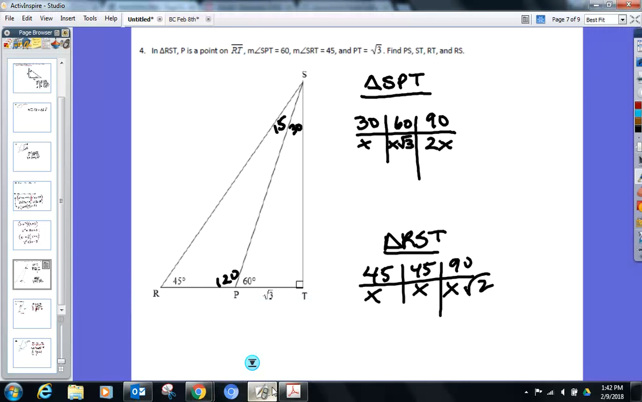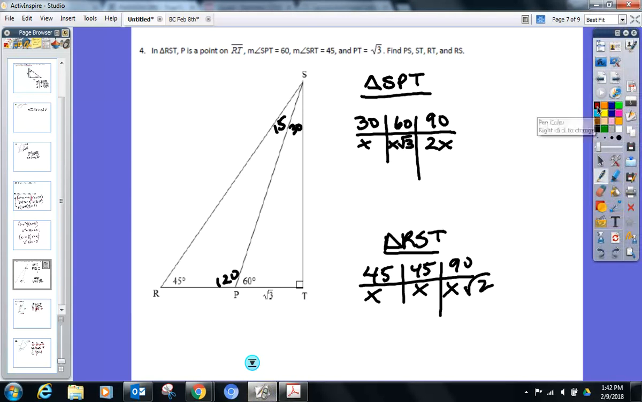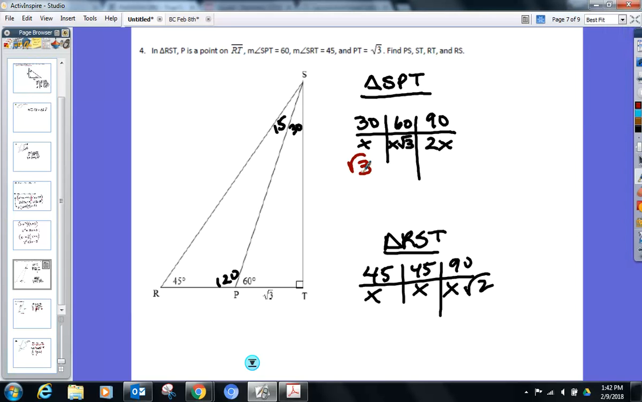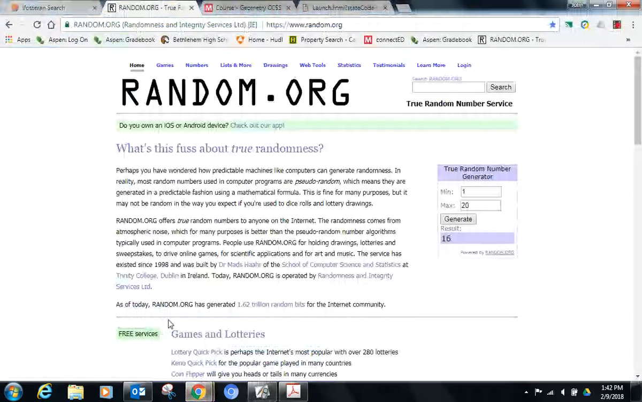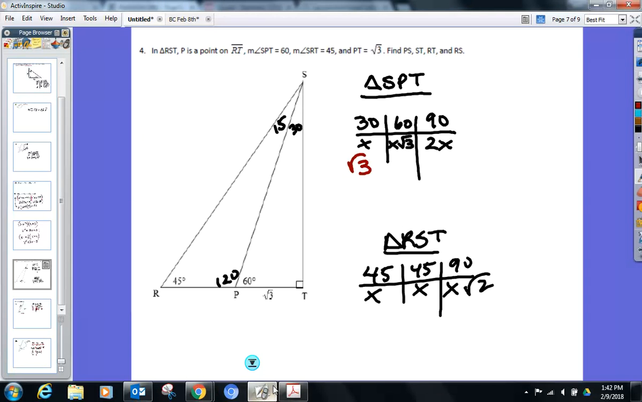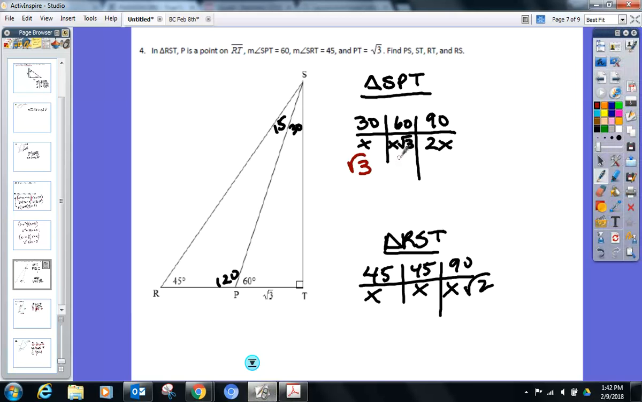The radical 3 is part of what special right triangle? 30, 60, 90. And where's the radical 3 across from, Zach? What angle measure? 30. It's across from the 30. So I'm going to put the radical 3 right there. Let's fill in the rest of this 30, 60, 90. Fill in the rest of the chart for me. What do I do to the 30 to get to the 60? Multiply it by radical 3. And if you multiply a radical by itself, you get the number underneath, which is 3.